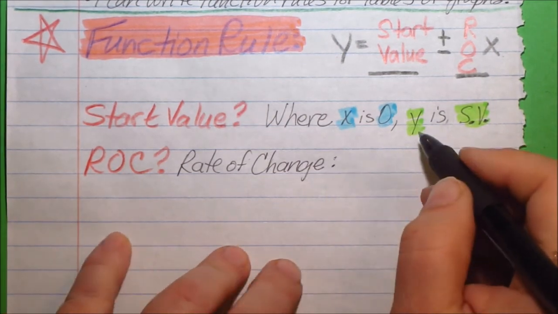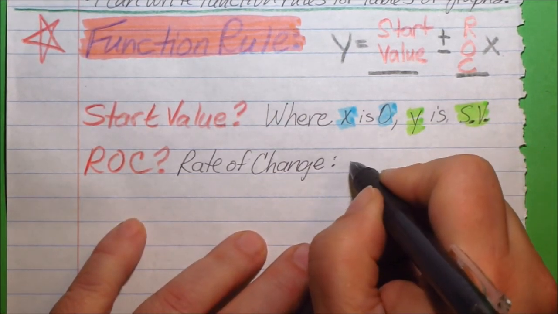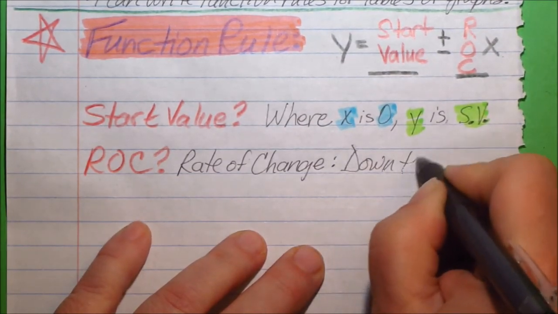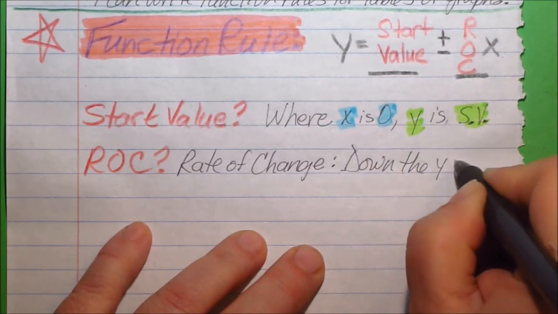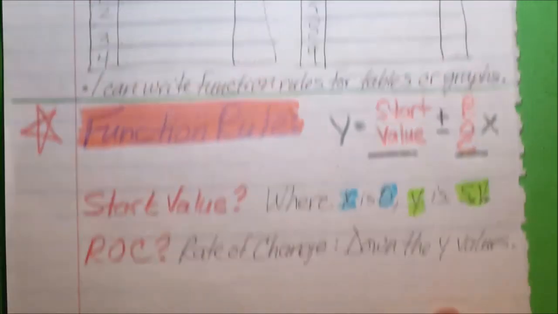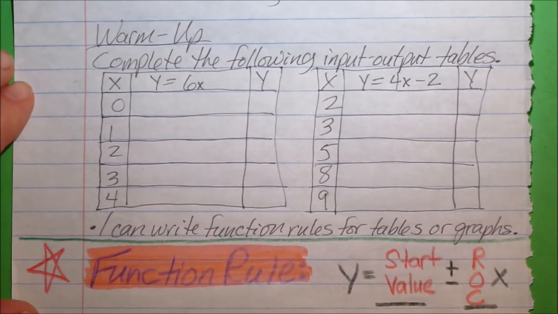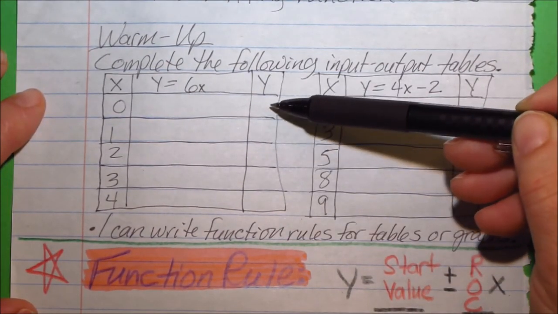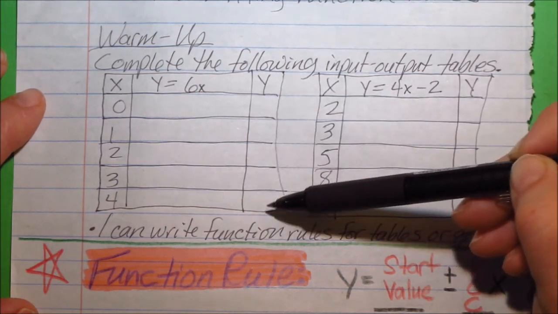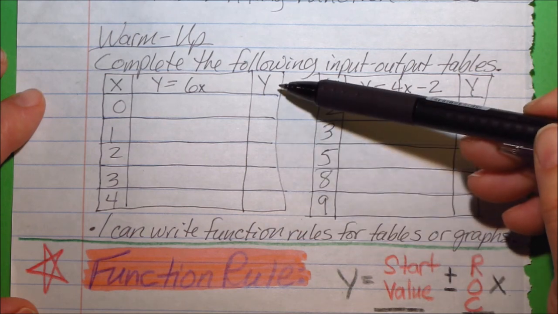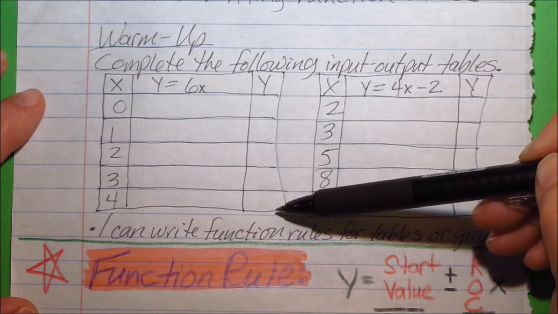And it's what you see when you're looking down the y values. Okay, so again, I'm going to use this warm-up table. When you completed this, you got a y value in each one of these, and if I were to look at them going down, these numbers are either increasing or decreasing.